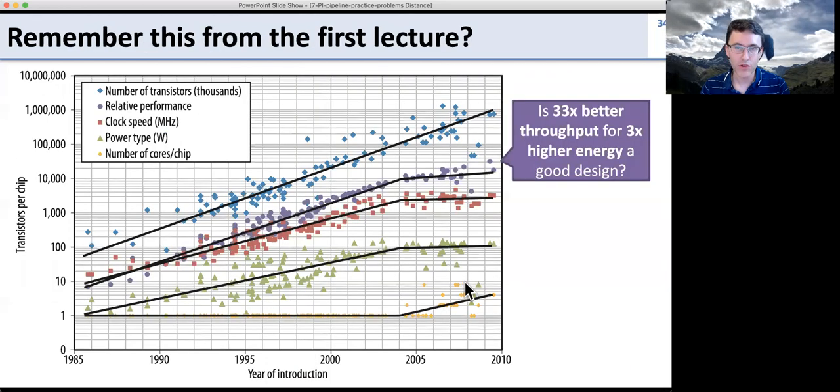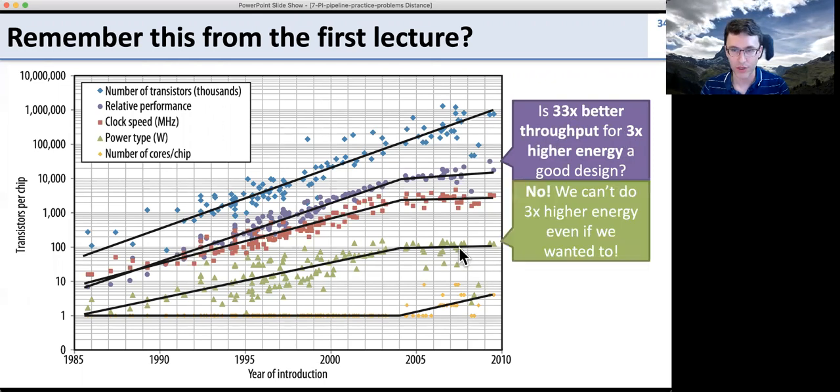Well, it depends on where you are. If you look at this graph that we saw earlier, where we had a problem that our power went up and we couldn't increase it anymore, well, if we don't have any more power, 3 times higher energy doesn't really matter. We can't go there. So if we're really power limited, we can't afford 3 times energy, even if it gives us 33 times throughput. So as long as we're power limited, the answer is no, this is not a good trade-off.